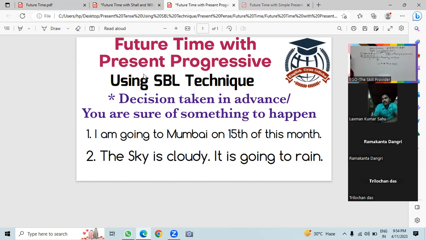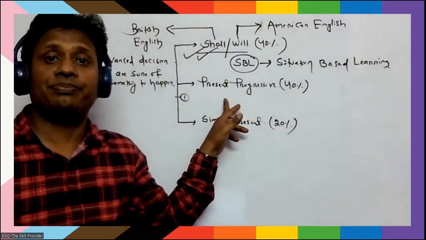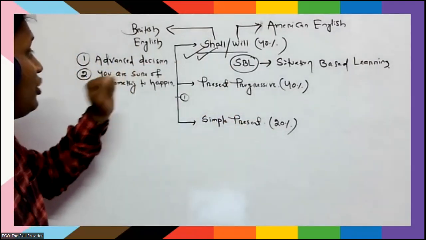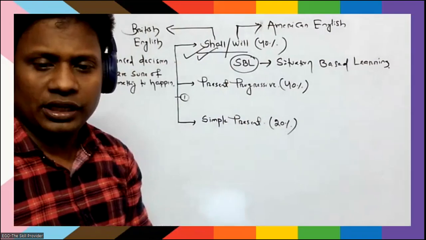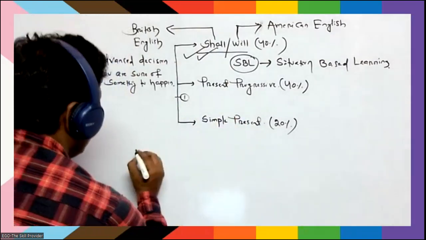You are sure of something to happen. There are two situations that you are supposed to use the present progressive. Okay, let me tell you, my friends, this is all about also part of future time. Look, an advanced decision. Let me give you an example, and from there you can easily understand what exactly I mean. Let me give you a timeline.